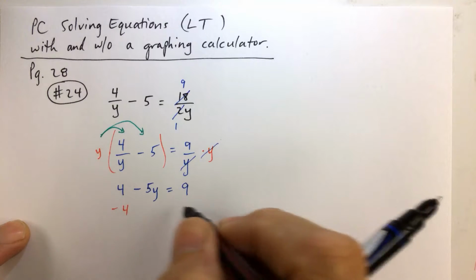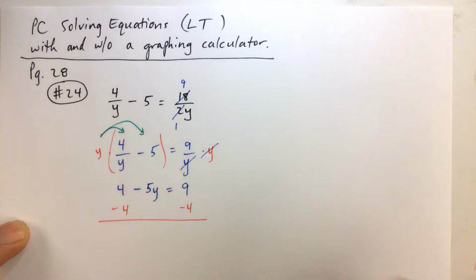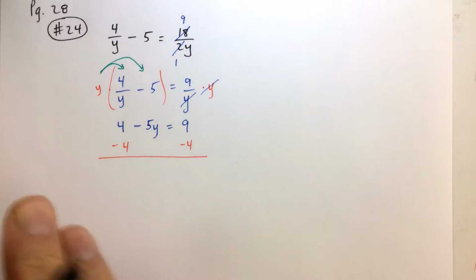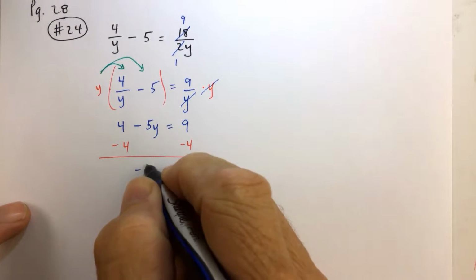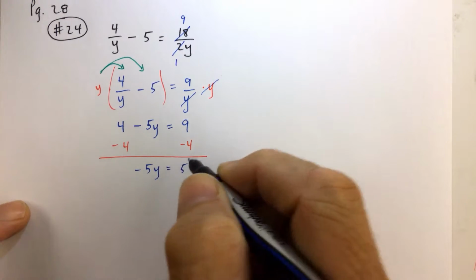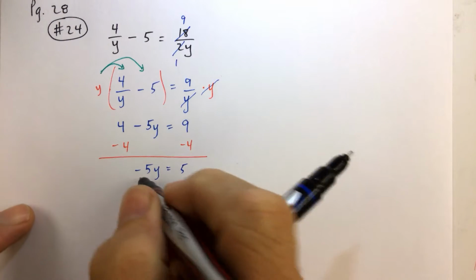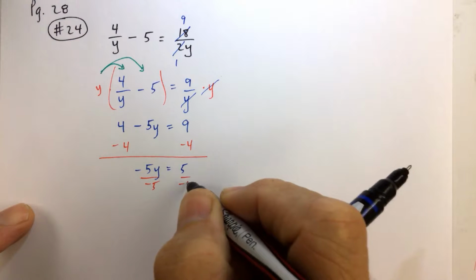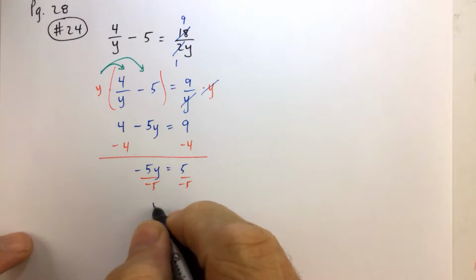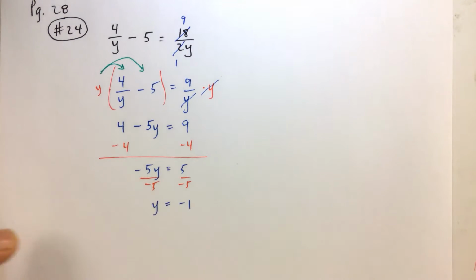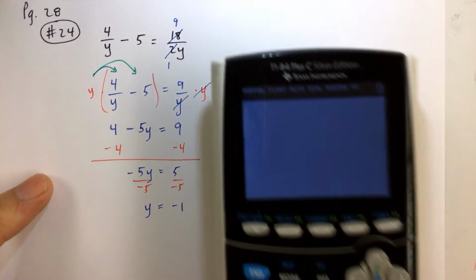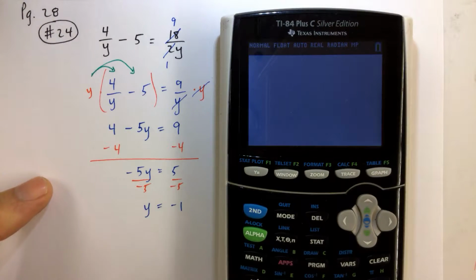Then we can just go ahead and subtract 4 from both sides. Doing that, we get negative 5y is equal to 5, and then we would divide both sides by negative 5, and we would get y is equal to negative 1. So let's see if we can do that on the calculator.